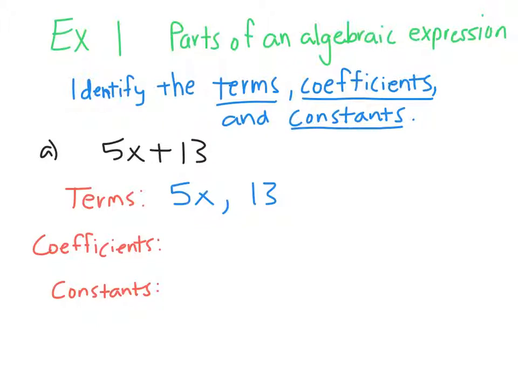My coefficients, if you remember, a coefficient is a numerical factor of a term that contains a variable. So which one contains the variable? My 5x does. So 5 is my coefficient because it's the numerical factor in that term. My constants are the ones that are all by themselves. It's a term without a variable. So my constants would be 13. There's only one.